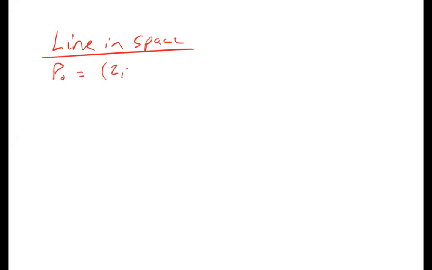So we want to come up with an equation for a line in space. And we're going to look for it in both vector form and parametric form. And I'm going to say the initial point is (2, -1, 5), and in the direction of (3, 2, -7). I want to come up with both the vector form and the parametric form. So let's go to the vector form first.